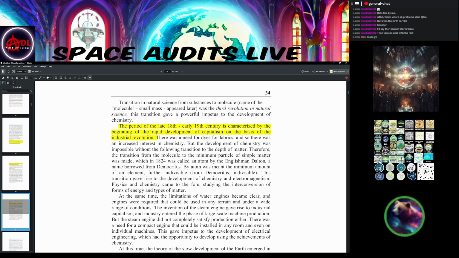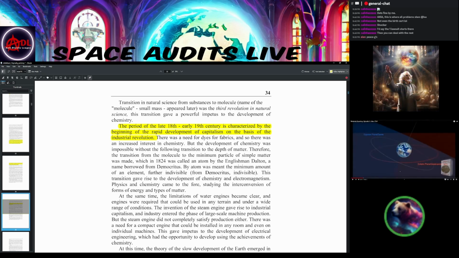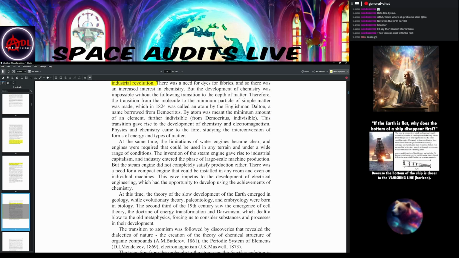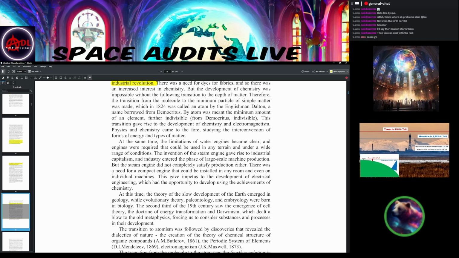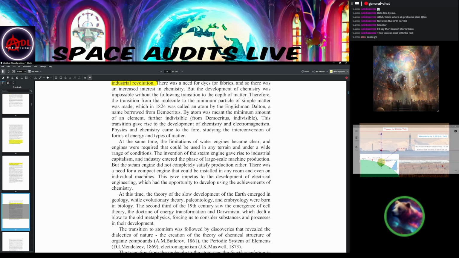This transition gave rise to the development of chemistry and electromagnetism. Physics and chemistry came to the fore, studying the interconversion of forms of energy and types of matter. At the same time, the limitations of water engines became clear, and engines were required that could be used in any terrain under a wide range of conditions. The invention of the steam engine gave rise to industrial capitalism, and industry entered the phase of large scale machine production.